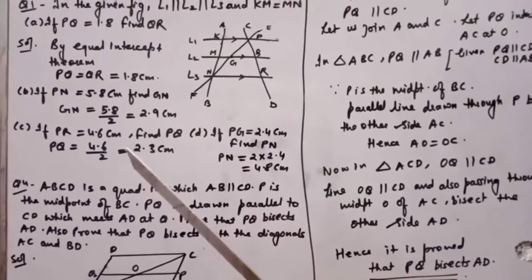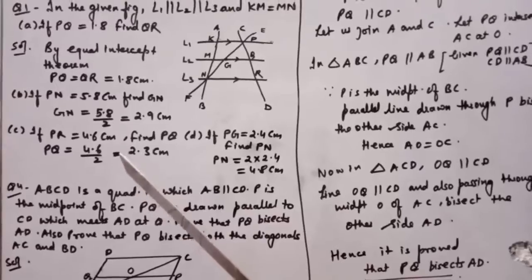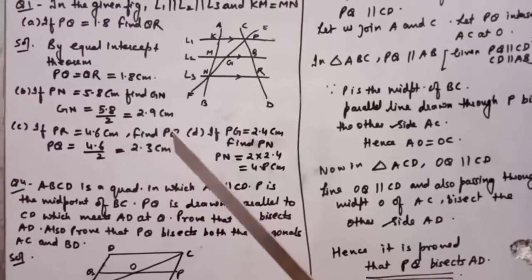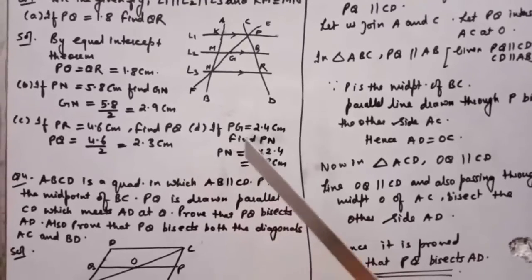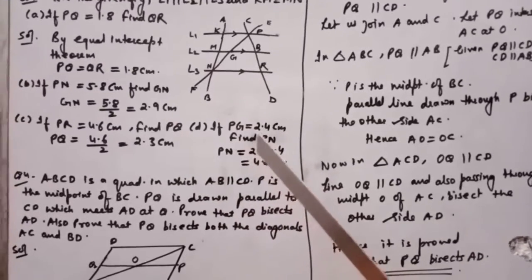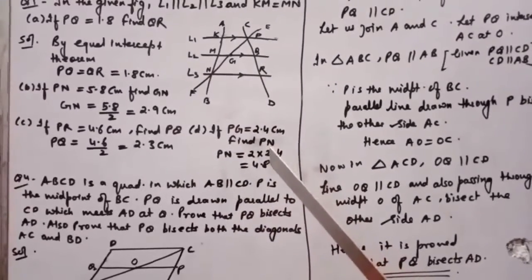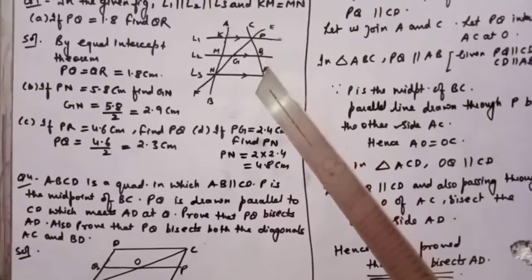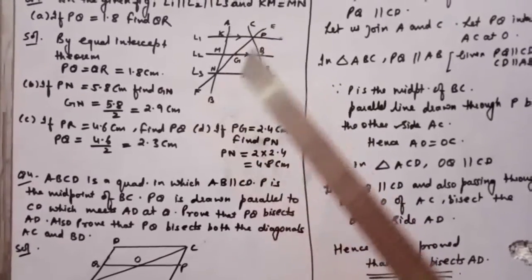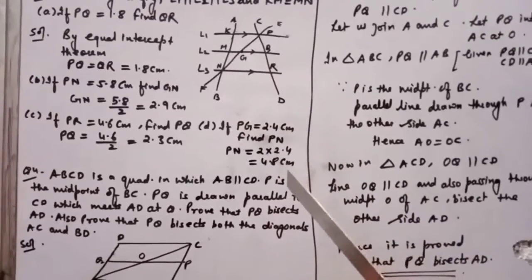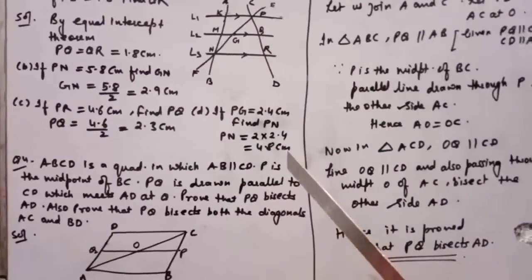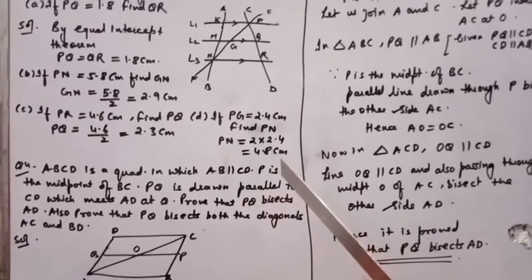Question C of the first, if PR equal to 4.6, we have to find PQ. So PQ equal to 4.6 upon 2, which is 2.3 centimeter. And D part, if PG equal to 2.4, we have to find PN. So PN is 2 times PG, which is 2 into 2.4, equal to 4.8 centimeter. Clear? I hope you understood.